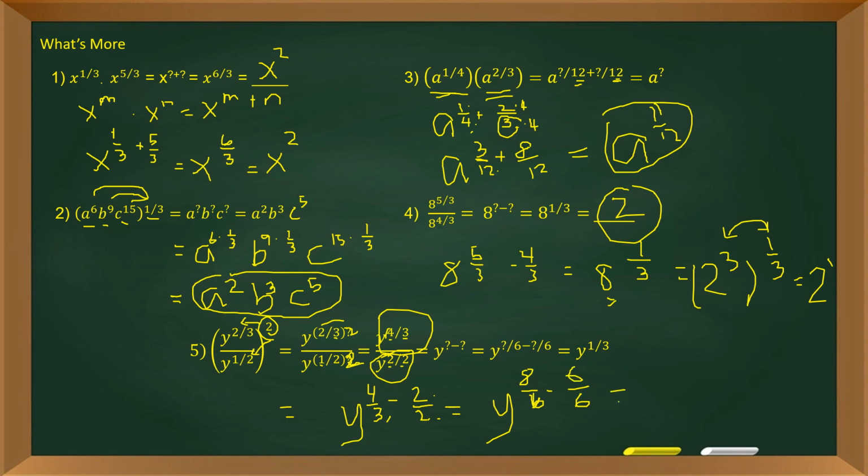And so the final answer is y raised to, you can now subtract the numerators of the rational exponents. 8 minus 6 is 2 over 6. But 2 over 6 is a fraction that can still be simplified into its lowest term because the numerator and the denominator can both be divided by a common factor, which is 2. So divide all by 2, and that is 1 over 3. And here it is.